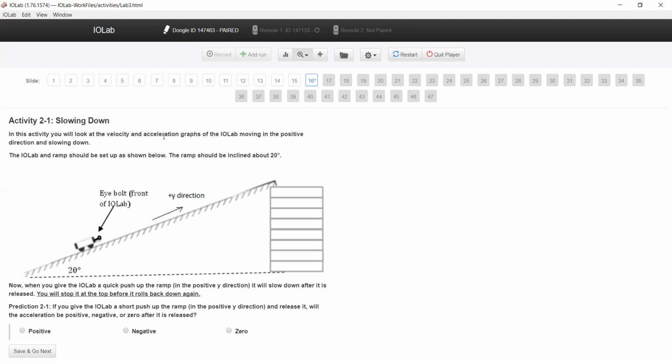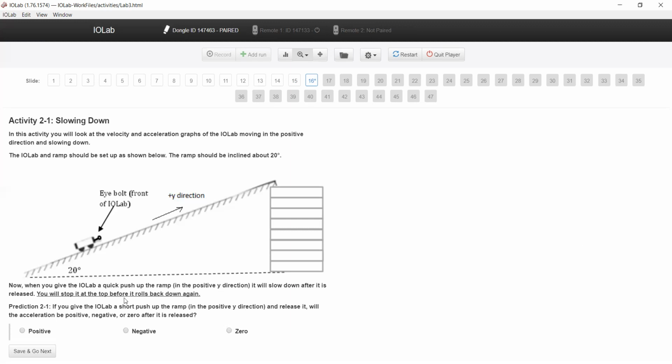In this activity we will look at a cart moving in the positive direction and slowing down. The cart and ramp should be set up so that when you give the cart a quick push up the ramp, it will slow down after it is released. Okay, you will stop it at the top before it rolls back. We will not let it speed back. We'll just stop it at the top when it has completely slowed down.